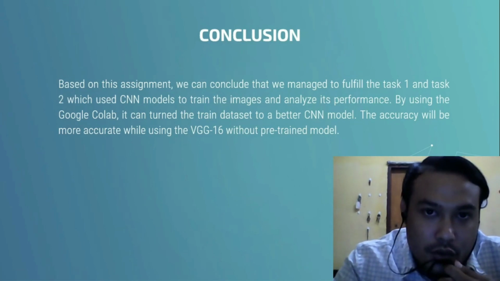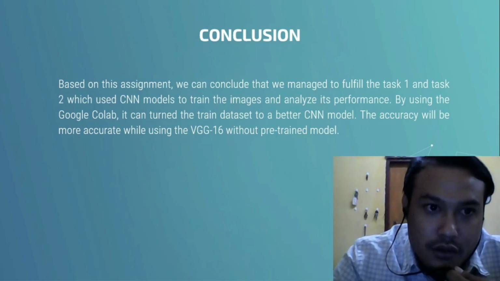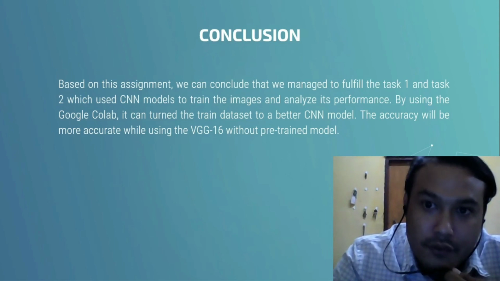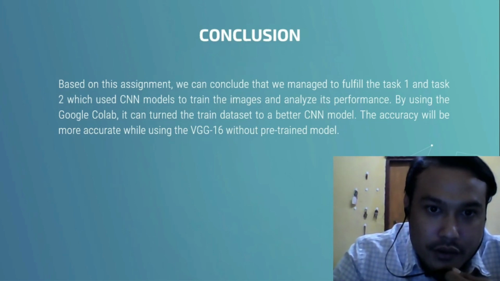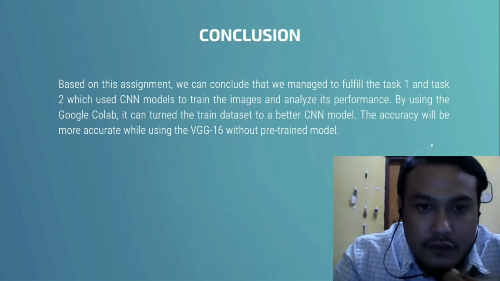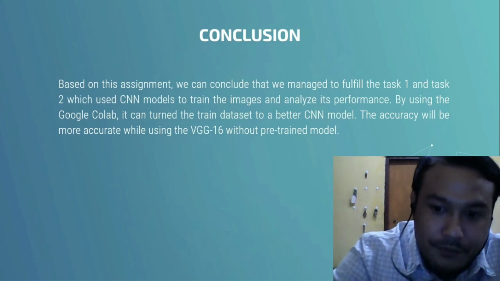The last part is the conclusion. Based on this assignment, we can conclude that we managed to fulfill task 1 and task 2, which use CNN models to train on images and analyze performance. By using Google Colab, it can turn the trained dataset into a better CNN model, so the accuracy will be more accurate while using VGG16 without a pre-trained model. That's all for our group. Thank you.